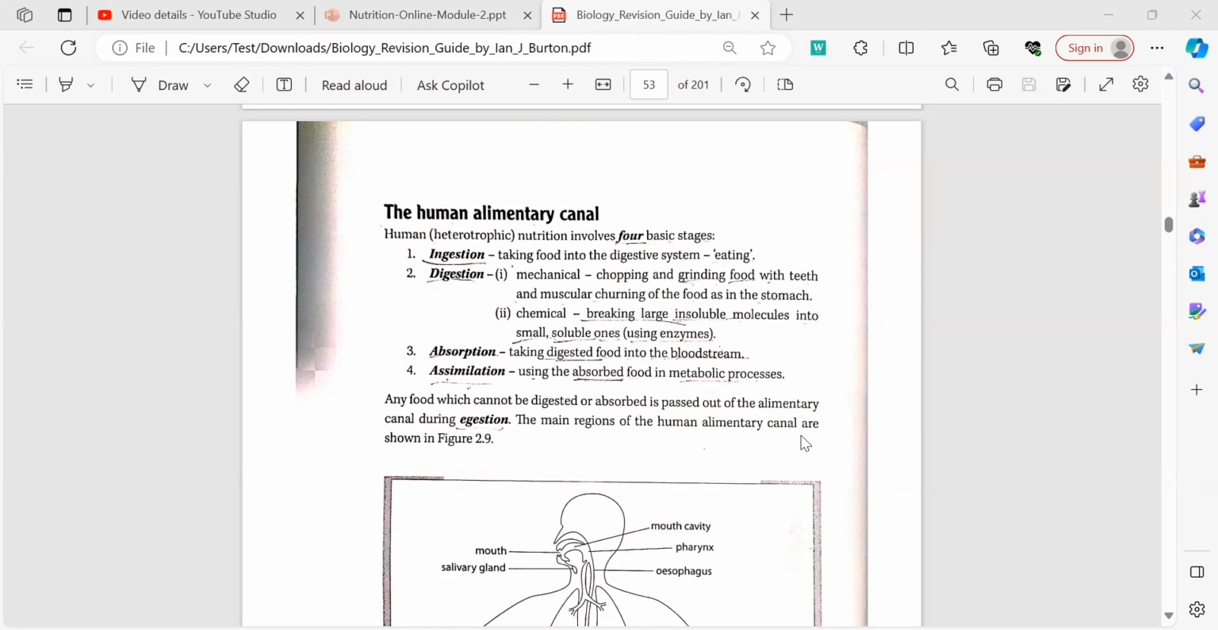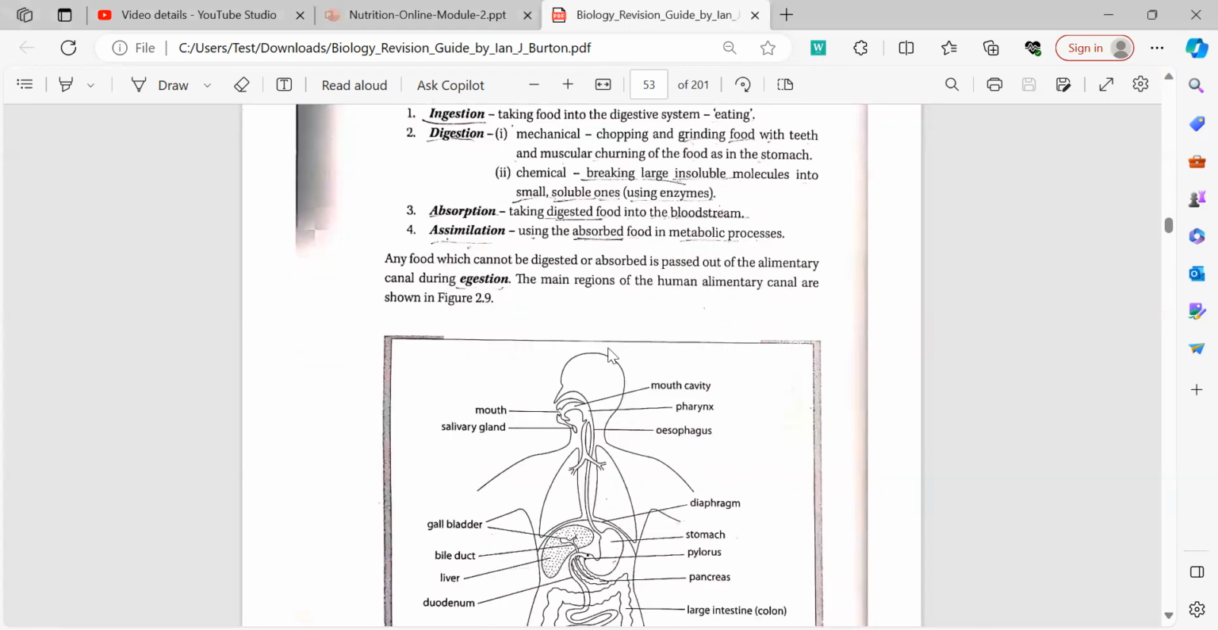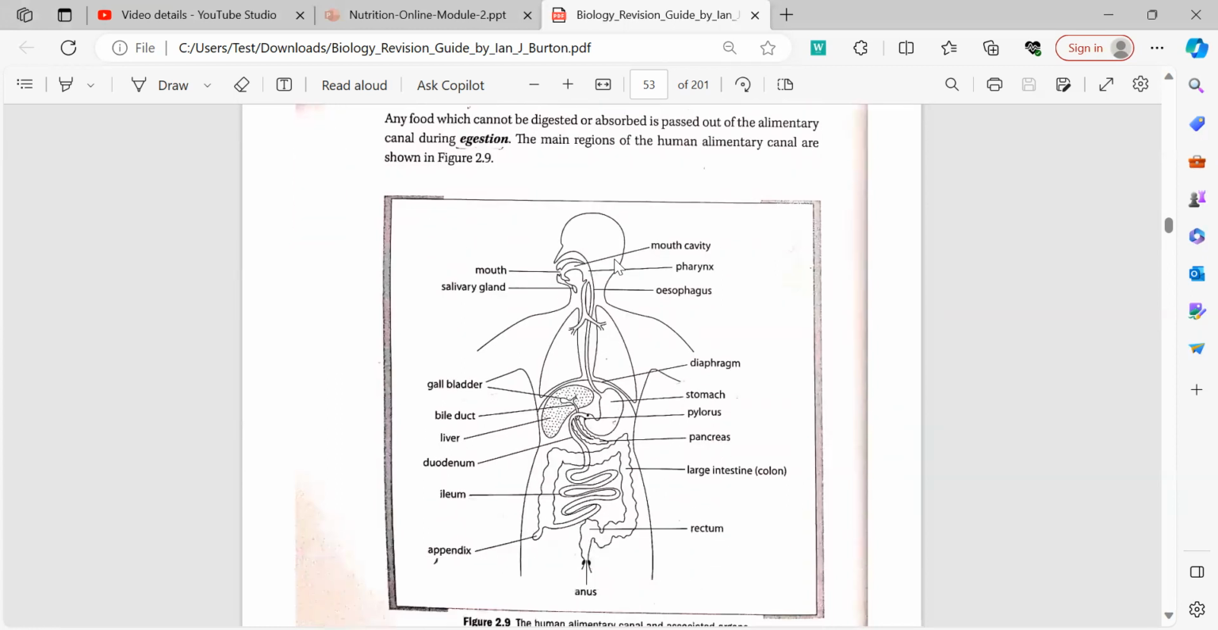And finally, assimilation. What is assimilation? Assimilation is when the body uses those absorbed foods for the daily metabolic processes such as respiration, etc. Finally, those substances which are not absorbed or digested by the body are simply removed from the alimentary canal in the form of egestion. Egestion mainly occurs for substances such as dietary fiber, which have no nutritional value.